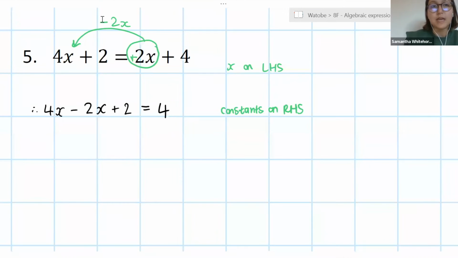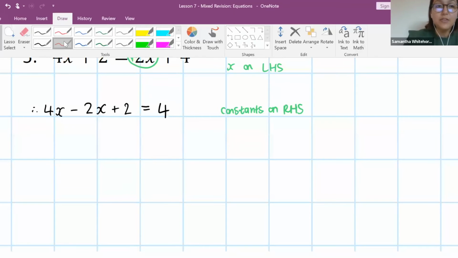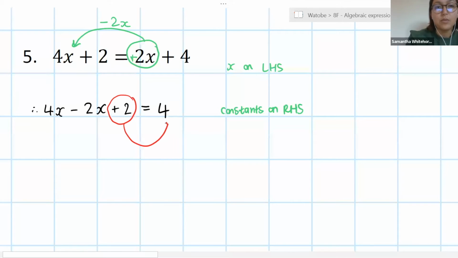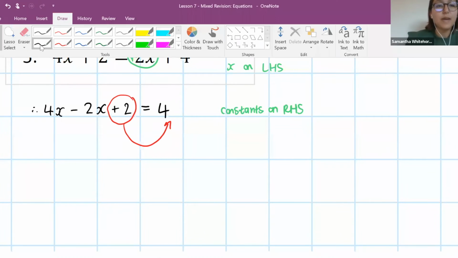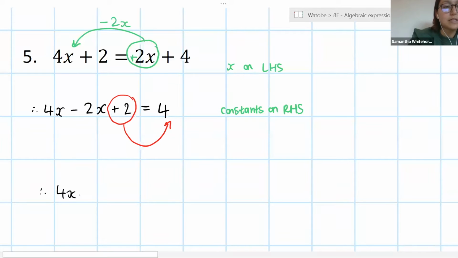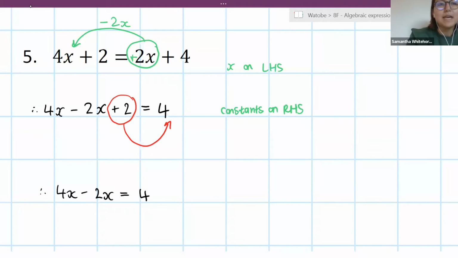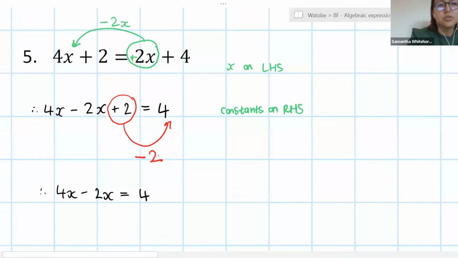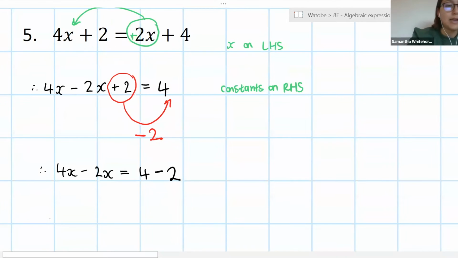Now what I want to do is get the plus 2 that's sitting on the left, this one over here, and move it over to the right because that's what we want, constants on the right-hand side. So I'm going to end up with all of my x's on the left, 4x minus 2x, and all of my constants on the right. Now remember, when I take this plus 2 over, it becomes minus 2. It's really, really important we remember that inverse operation. So we've got 4 minus 2. Now I can add and subtract my like terms. 4x minus 2x is 2x, and 4 minus 2 is 2.